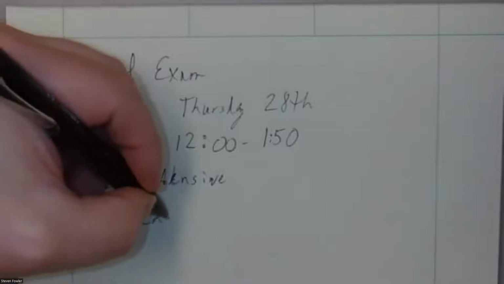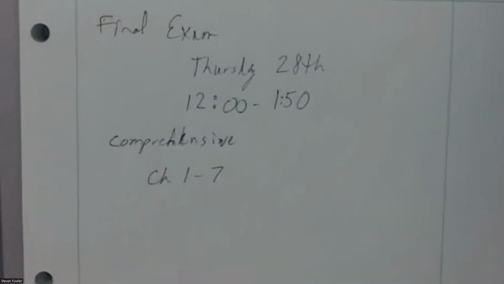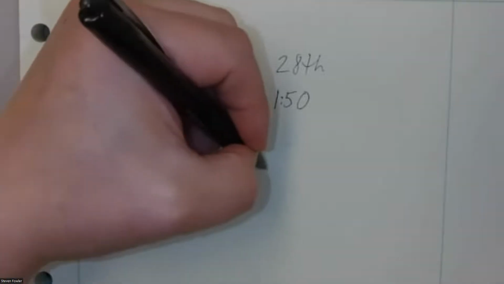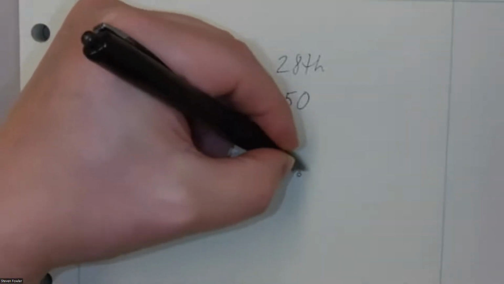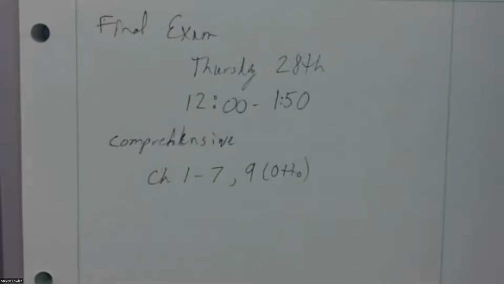All right, that's for us. That's chapters 1 through 7, essentially all of it. And then also 9, specifically the Otto cycle. I'm not going to test you on the diesel cycle. We'll discuss it briefly today. So we're not going to do anything, but you've got homework out on the Otto cycle, so that will show up there.